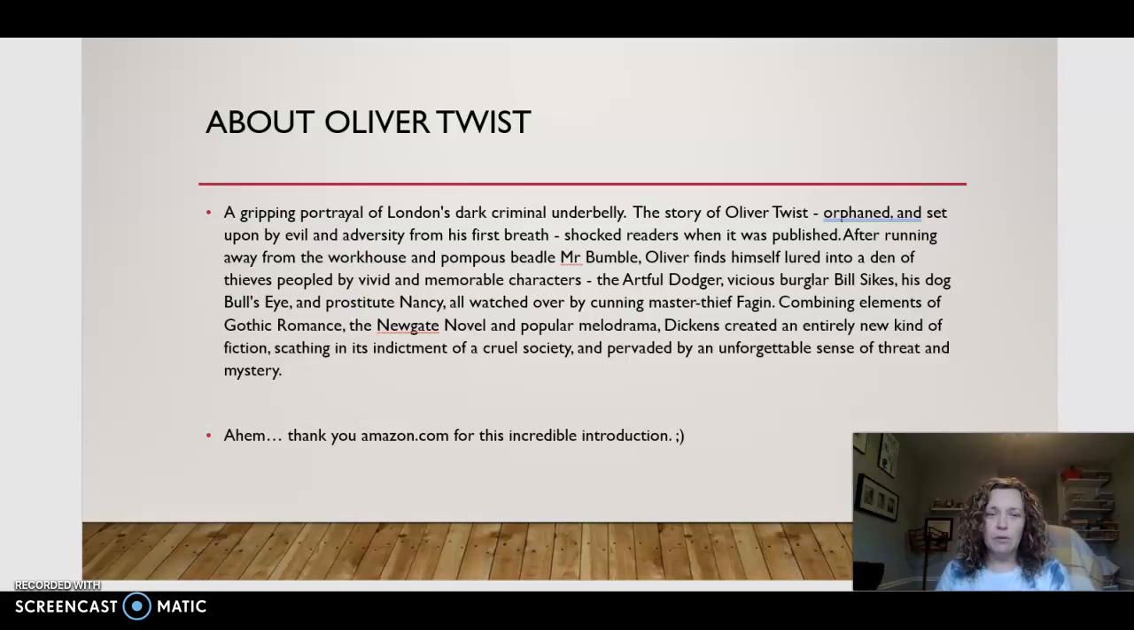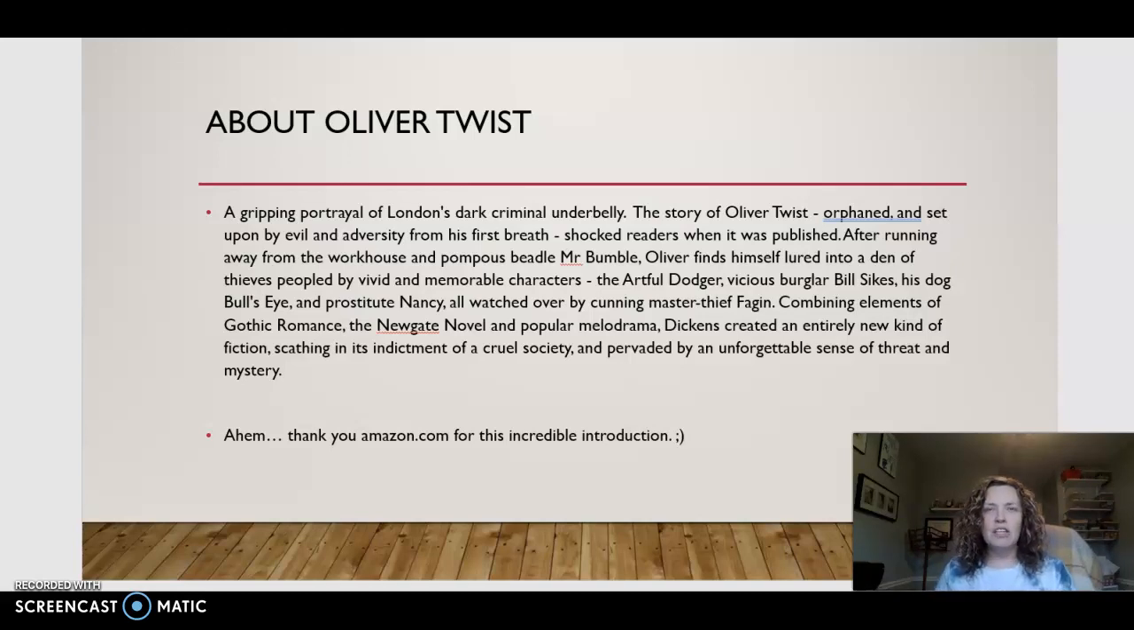And after running away from the workhouse and pompous beadle, Mr. Bumble, Oliver finds himself lured into a den of thieves, peopled by vivid and memorable characters: the artful Dodger, the vicious burglar Bill Sikes, the dog Bullseye, and prostitute Nancy, all watched over by cunning master thief Fagin. Combining elements of Gothic romance, the Newgate novel, and popular melodrama, Dickens created an entirely new kind of fiction, a scathing indictment of a cruel society, and pervaded by an unforgettable sense of threat and mystery.